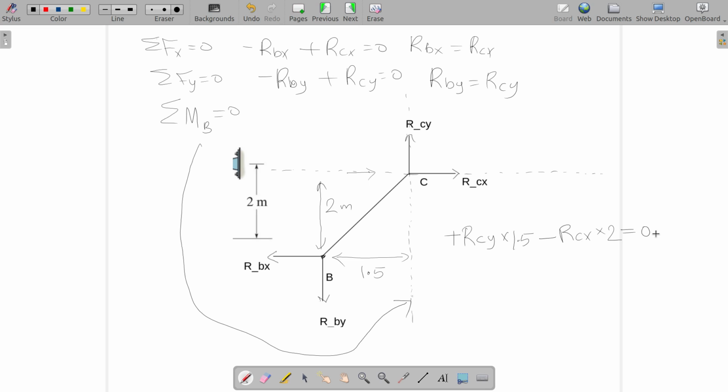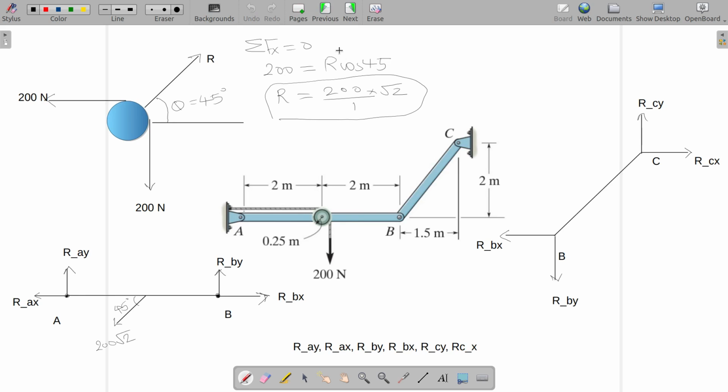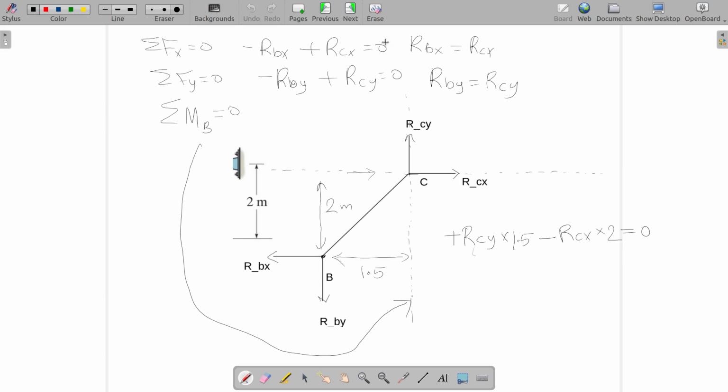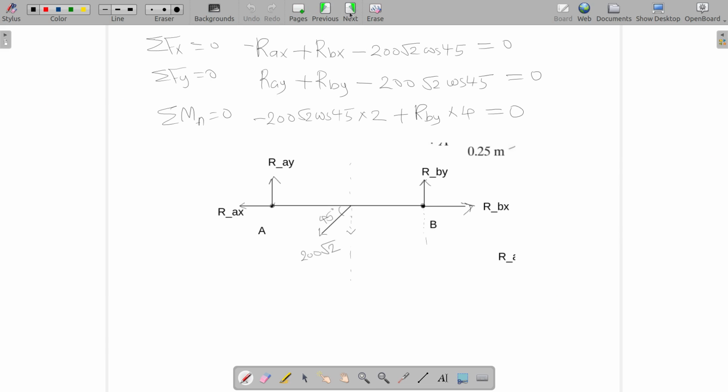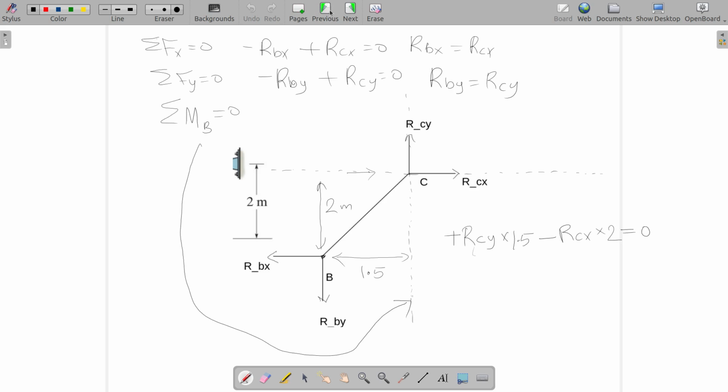Now you have enough equations. So it seems that this is making things quite easy here. RBX is equal to RCX, RBY is equal to RCY, and RCY and RCX have this relationship. That along with this set of equations, you can very easily solve the problem. So I think the last steps I will leave to you, but I have made significant progress.